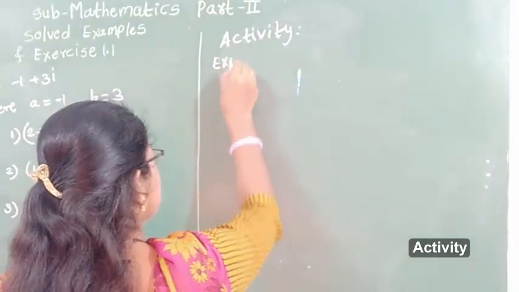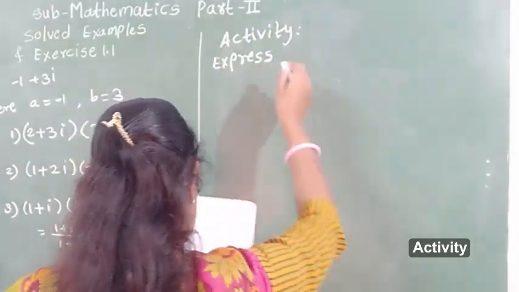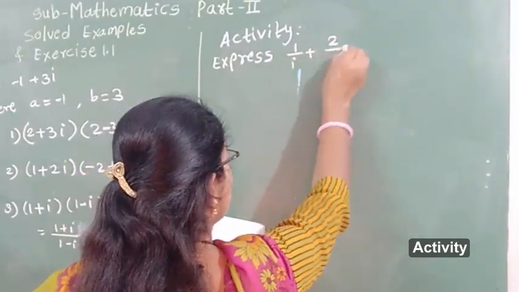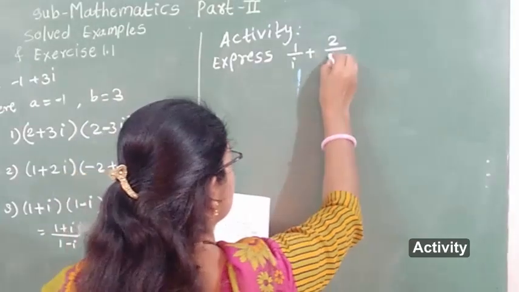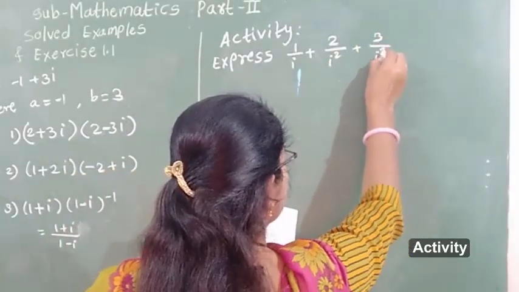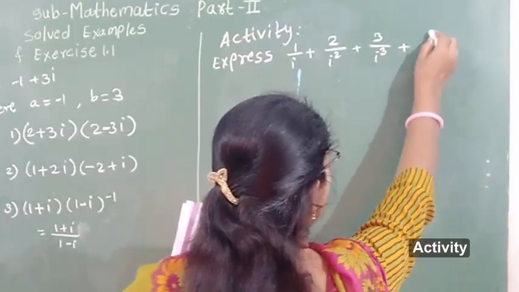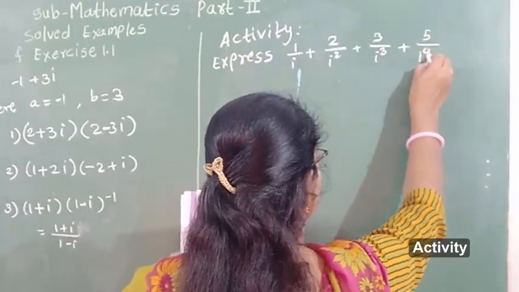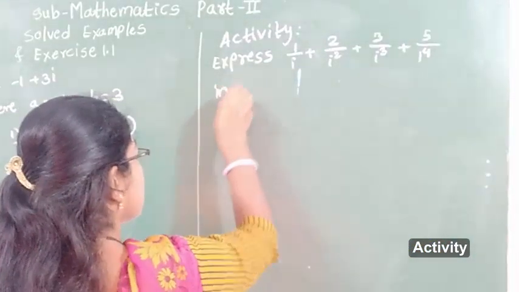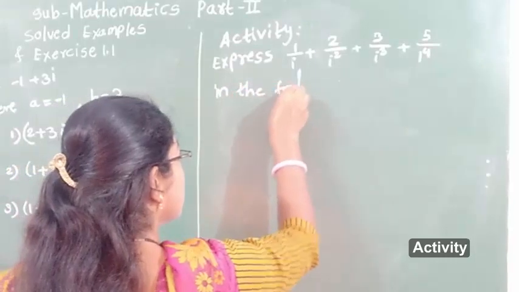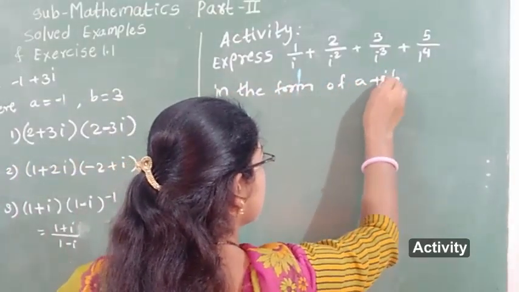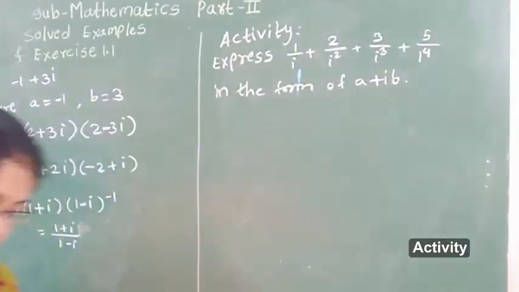Express 1 upon i plus 2 upon i square plus 3 upon i cube plus 5 upon i raised to 4 in the form of a plus ib, in the form of a plus ib.